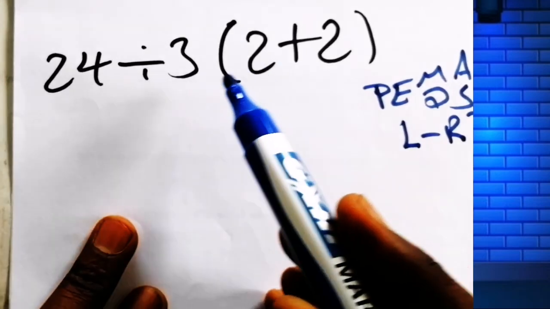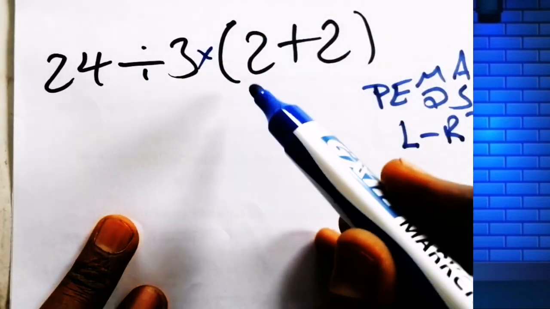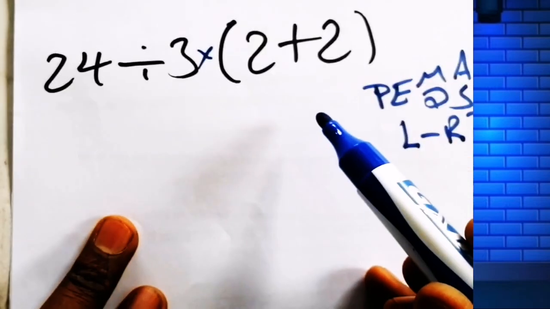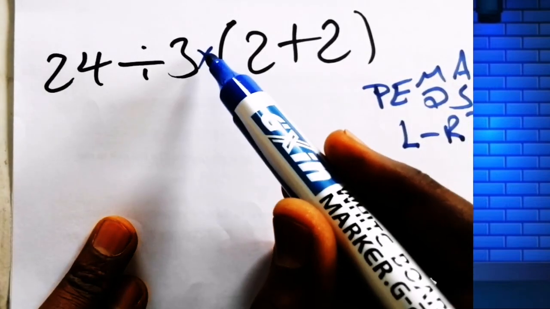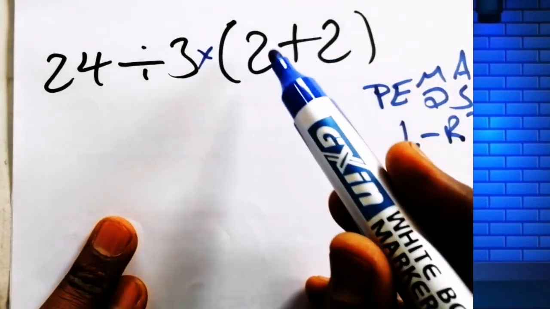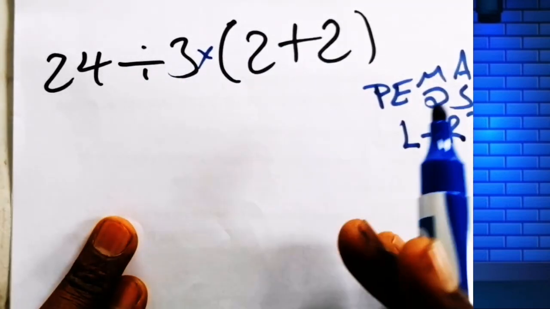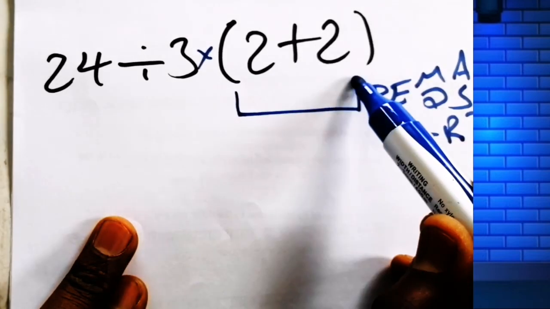Therefore, in this expression there is one division here, one multiplication here, and inside the parentheses there is an addition. So first we have to do this parenthesis, and next this division, and finally this multiplication. If we do this multiplication before this parenthesis or this division, it is wrong. Therefore, according to PEMDAS, first we have to do this parenthesis.